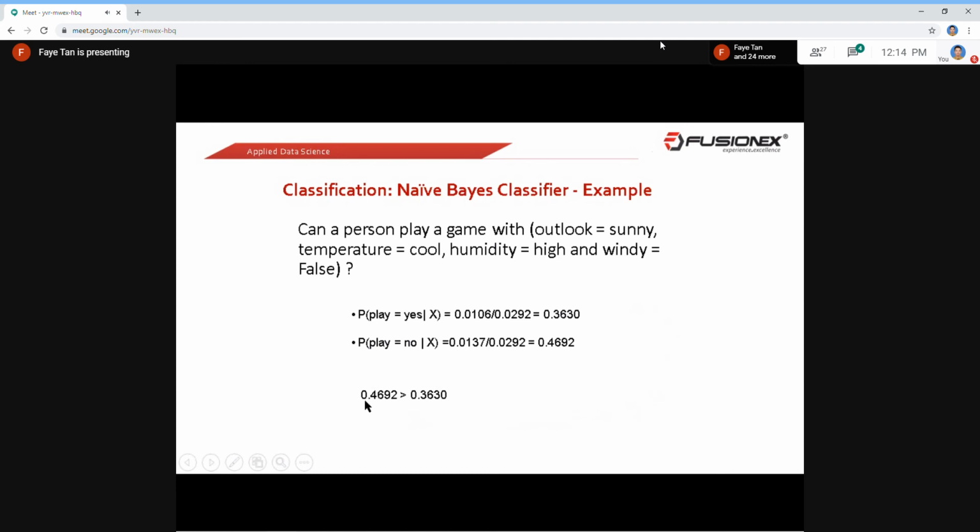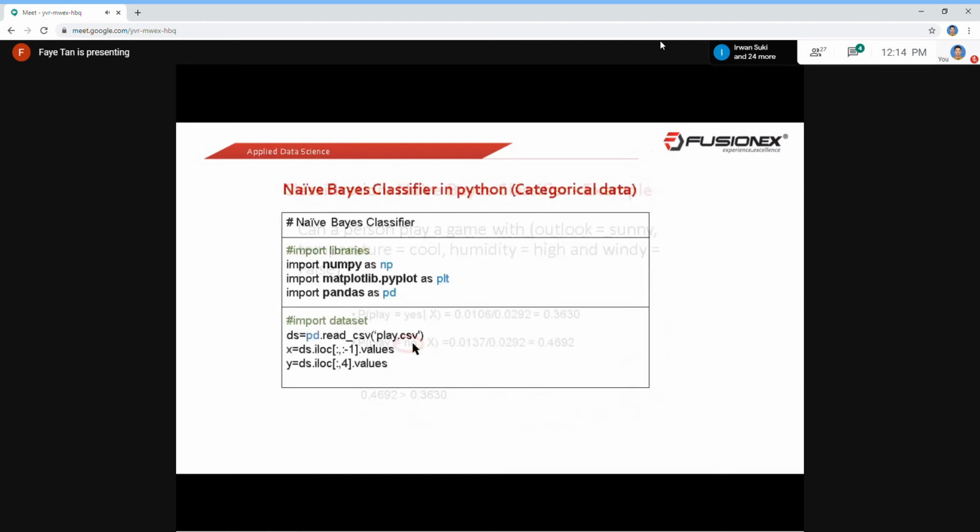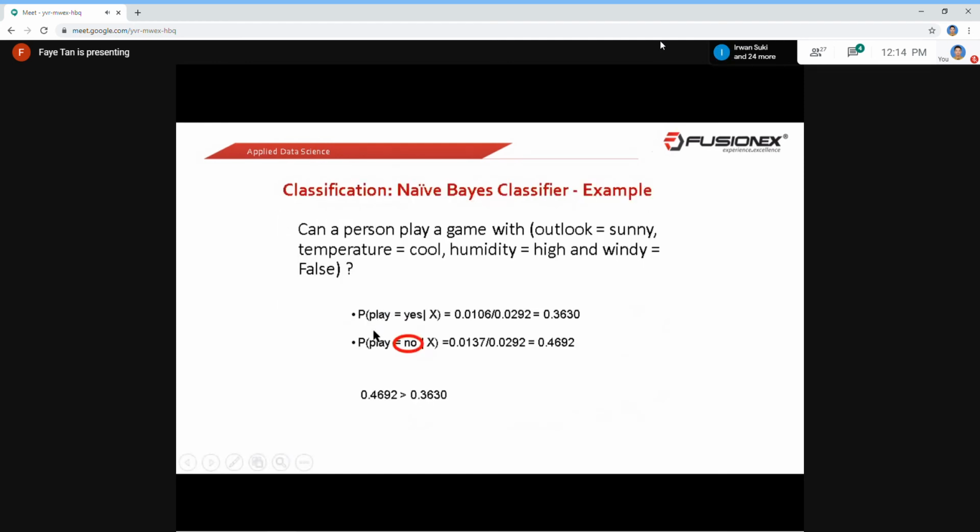So we see the 0.46 is greater than 0.36. That means the probability on no, not to play, is higher. So you make a conclusion that no, with this kind of weather, not to go out and play.